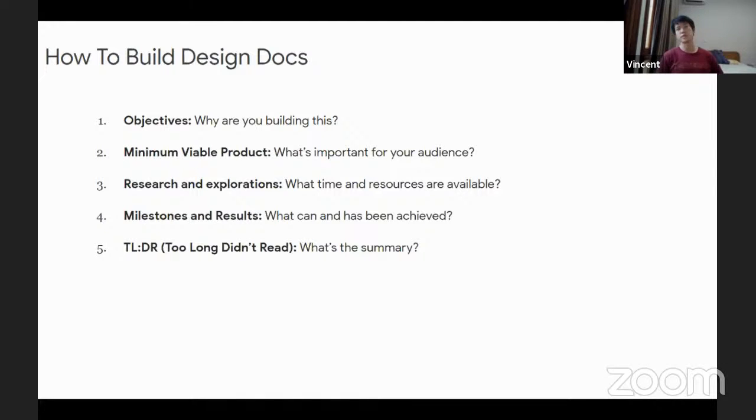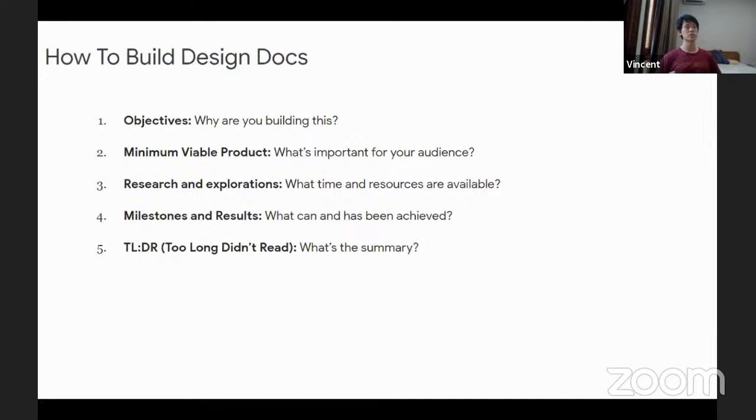So the first one is objective, right? At the end of the day, you need to ask why you're building this. What's the intent in mind? The second is deliverable, right? The minimum viable product: what's important for your audience? The third one is research and explorations. What time and resources are available?